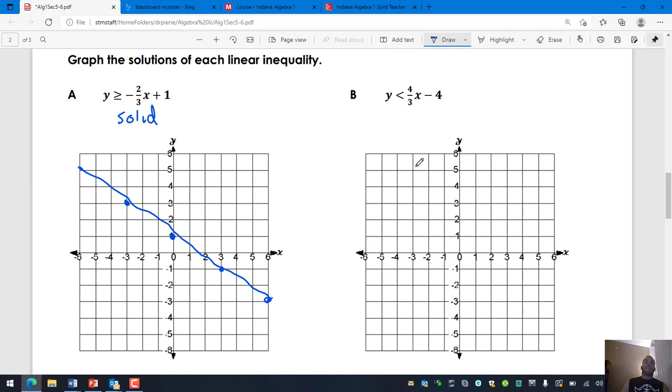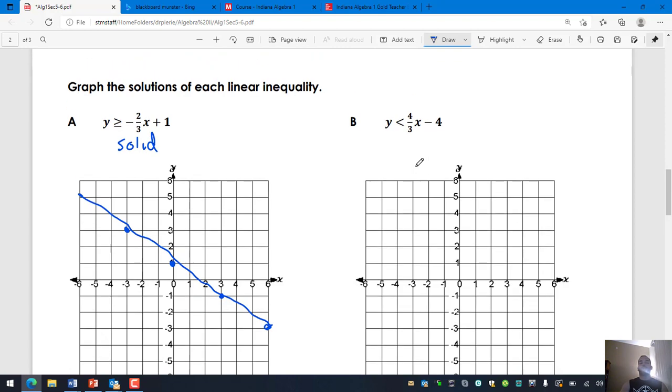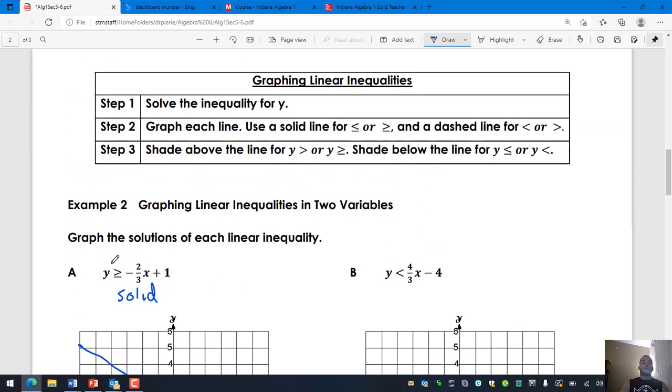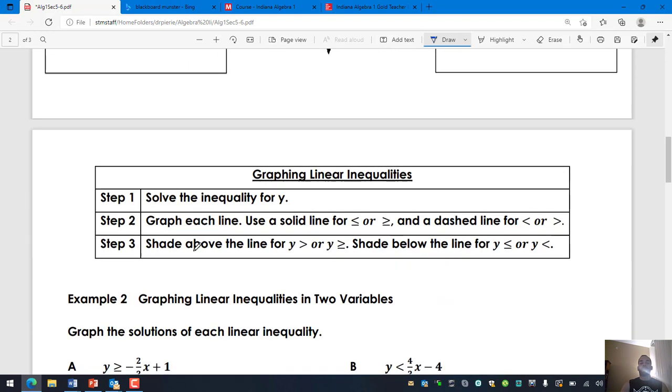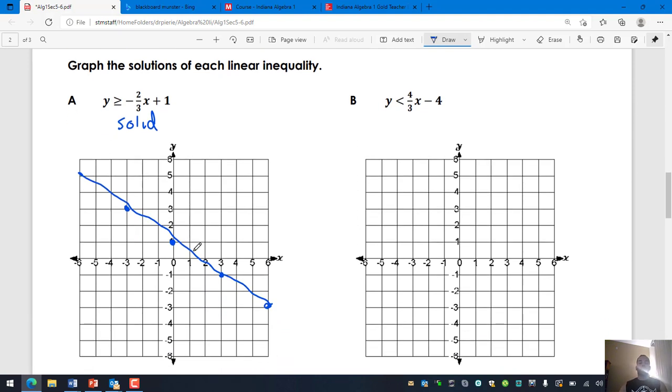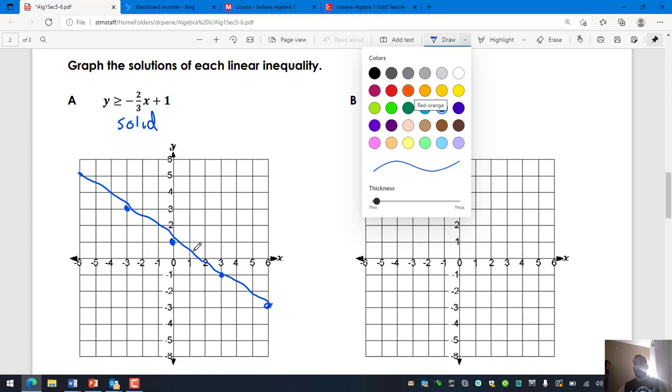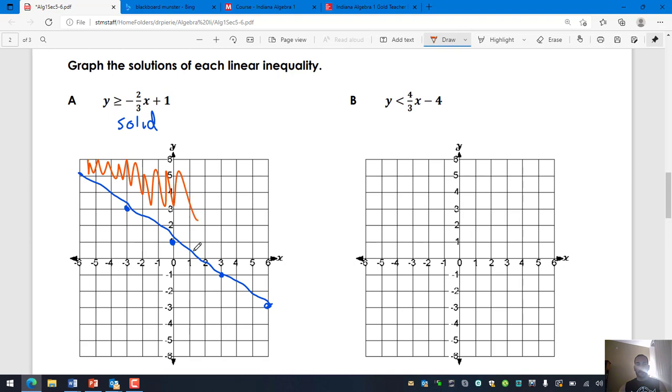Okay. Then I ask myself, am I going to shade above the line or below the line? Okay, if we look back at our chart, the symbol we see here is greater than or equal to. Okay, if our symbol is greater than or equal to, we're going to shade above the line. Okay, so basically what you do is you start on the line and you think, okay, what is above it? Anything in this sweet spot over here. Anything that is pointing up from the line we just drew. So what I'm going to do is I'm going to shade the entire area that is above the line that I just sketched.